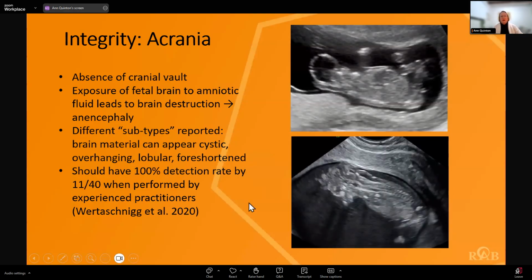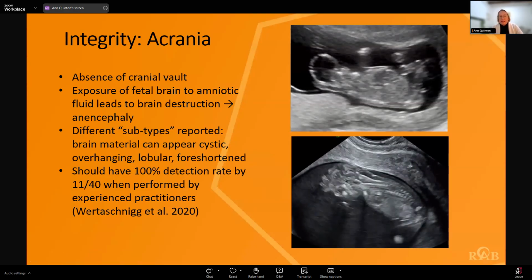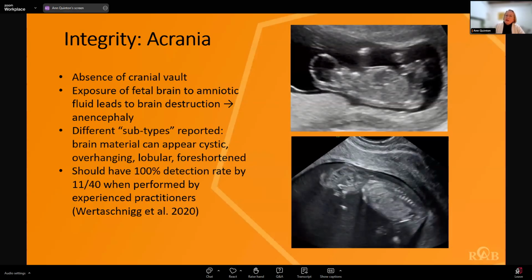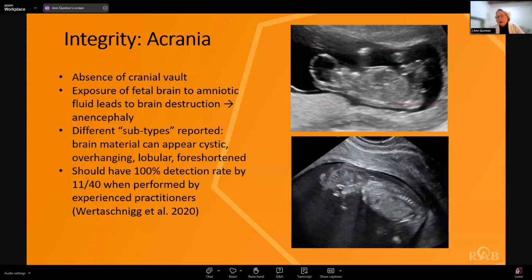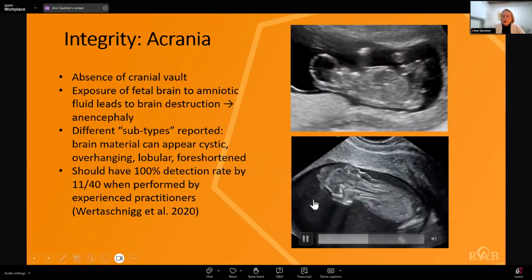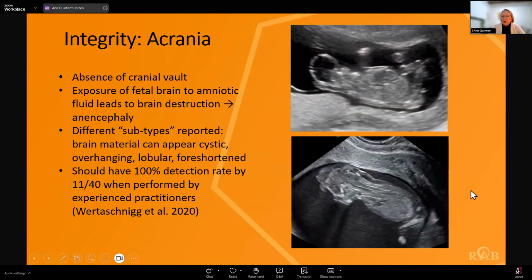Now, with acrania, we really should have 100% detection rate by 11 weeks when the scan is performed by experienced practitioners. Now, this ultrasound was performed in an early pregnancy unit, and the person doing this scan was not used to looking at the anatomy of the fetus per se. And while they didn't know what this was, they recognized that this wasn't a normal appearance. And so they referred this patient to the unit where I work, the perinatal ultrasound unit.